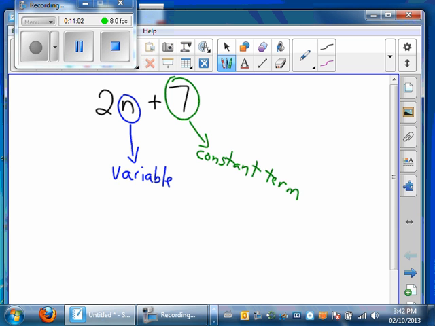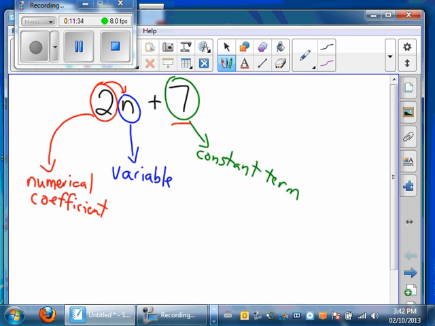The last number that we're going to take a look at is this 2 right here. And because this 2 is codependent on n, because it's multiplied by n, this is known as the numerical coefficient. And that just simply means that it is directly related to n, because if we change what n is, then the result of 2 times that number is going to change every single time. So it is directly related to it. Whereas this number here is going to stay the same no matter what.